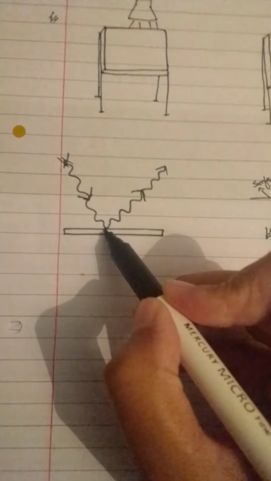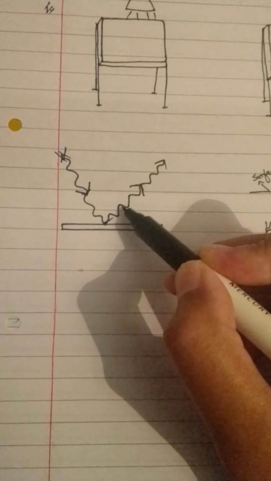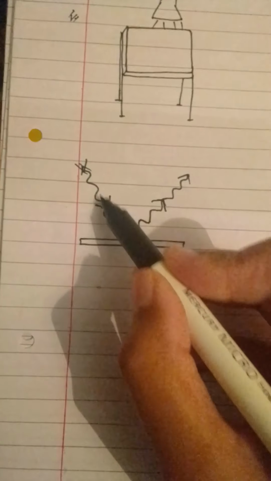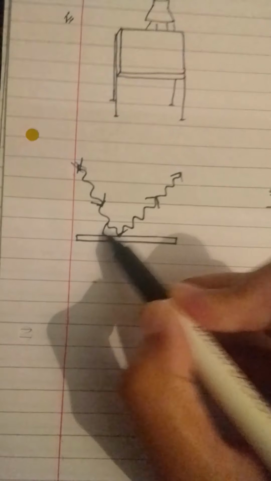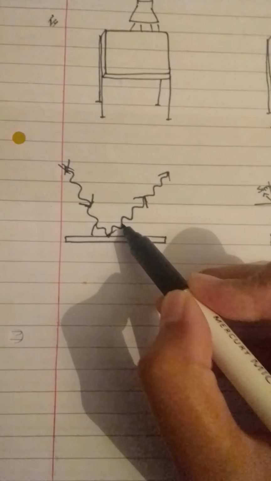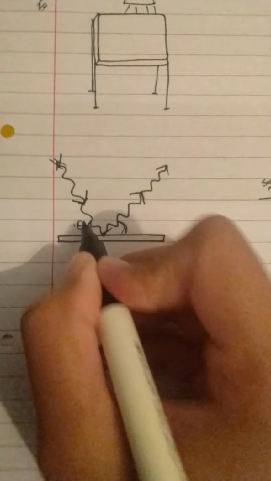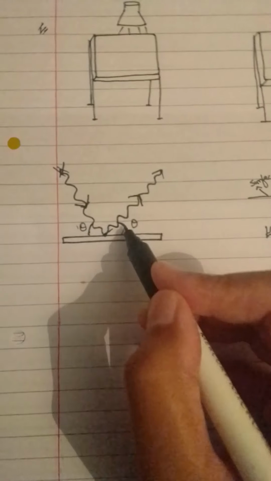Now we see the diagram. It is the diagram of the reflection of light. The light rays come, strike the obstacle and reflect back through an angle. Remember that the angle at which it strikes the obstacle is equal to the angle at which it gets reflected back. So this theta will be equal to this theta. This angle would be equal to this angle.